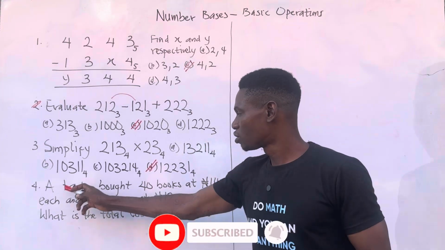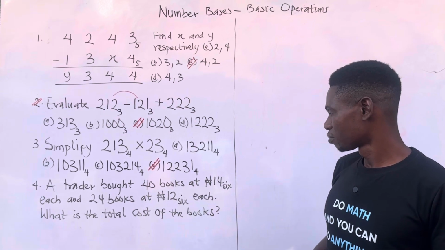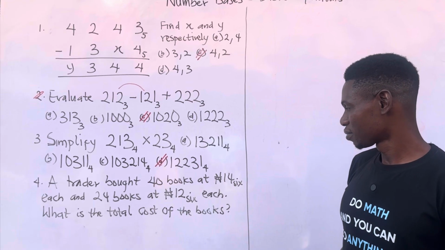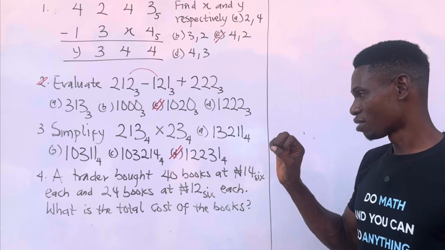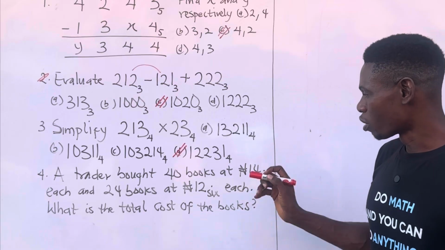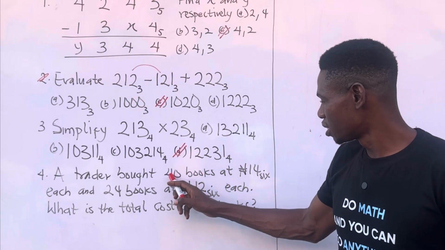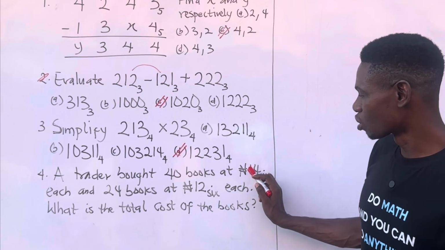It says a trader bought 40 books at 14 naira in base 6 each. So each one is 14 base 6, 14 base 6, 14 base 6, 14 base 6. So if we add it, I'm just multiplying this 40 by this 14 base 6 to know the total cost of this first set of books.